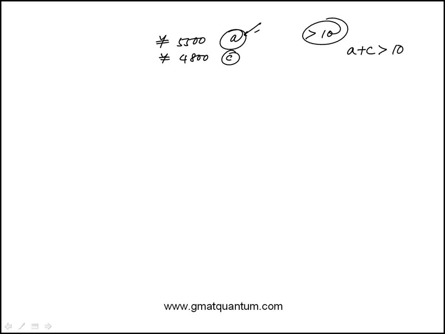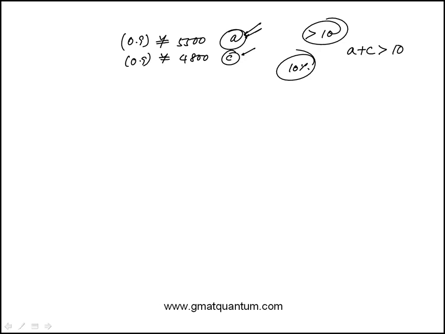So we're told that the regular price for admission to an amusement park is 5,500 yen for the adults. And I'm going to call A the number of adults, and it is 4,800 yen for children. We're told that there were at least 10 people, which means A plus C is greater than 10. This is the number of adults, number of children, and they get a 10% discount. So it's 90% of this was what they actually paid.